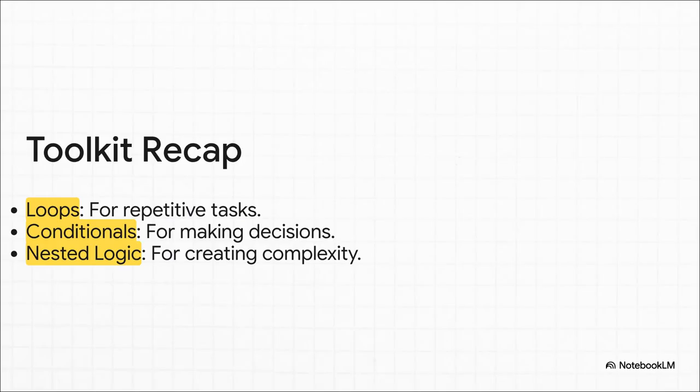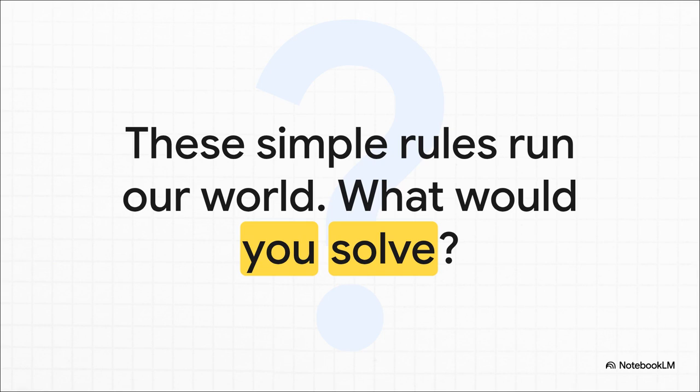So let's just recap that toolkit one more time. We have loops for all those repetitive tasks. We have conditionals for making choices. And when we put them together, when we nest them, we can create real complexity and intelligence from the absolute simplest of rules. From your social media feed to the traffic lights in your city, pretty much everything is running on this exact kind of logic. So the final question, I guess, is for you. Now that you understand the basic toolkit for teaching a computer how to think, what problem would you solve with it?